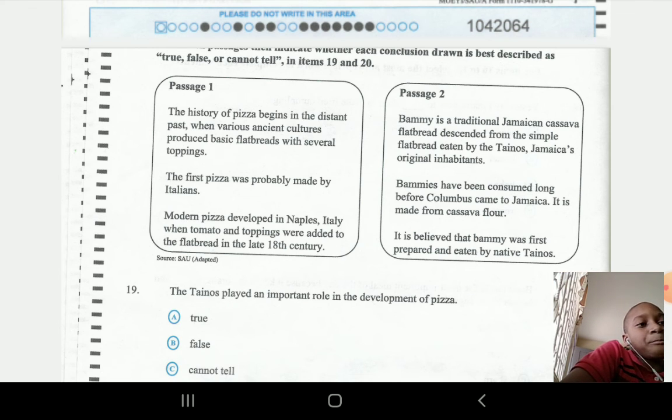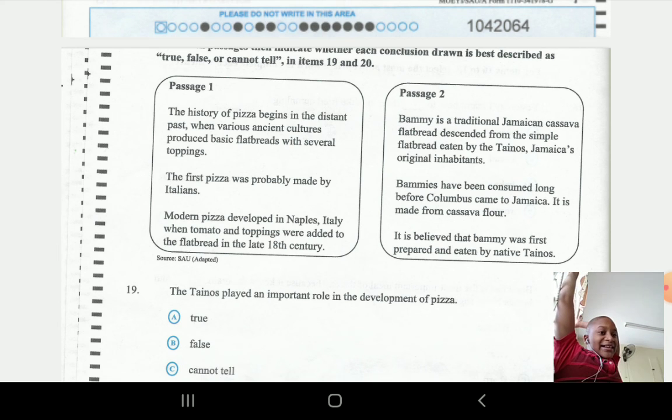It is made from cassava flour. It is believed that Bammy was prepared and eaten by native Tainos. We probably won't know. Maybe we didn't make it as good as them. Maybe it's even better. Maybe it was utter garbage back then. But we don't know unless you look it up.